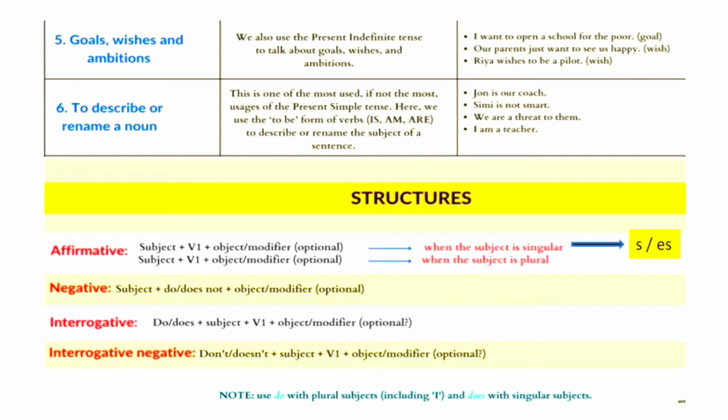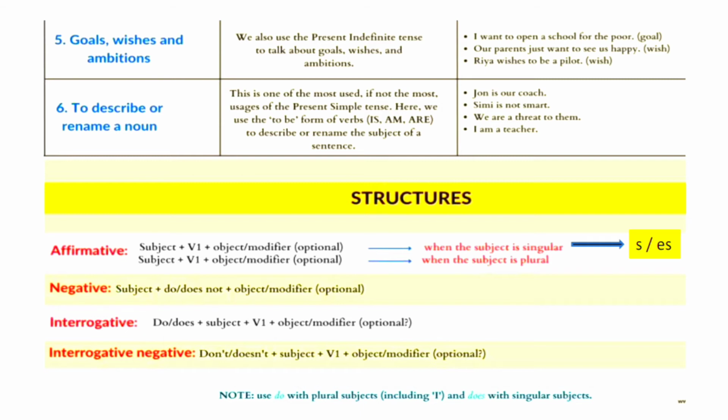Here also wishes. To describe or rename a noun. This is one of the most used, if not the most used, uses of the simple present. Here we use the verb to be, is, to describe or rename the subject of a sentence. John is our coach. Simi is not smart. We are a threat to them. I am a teacher.